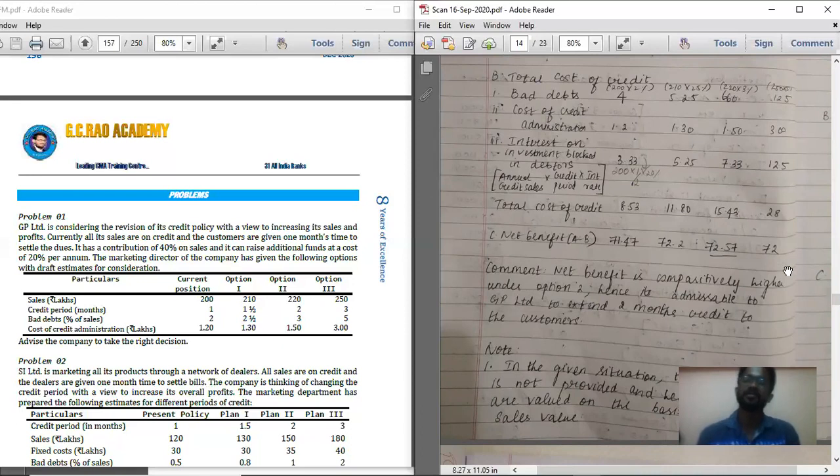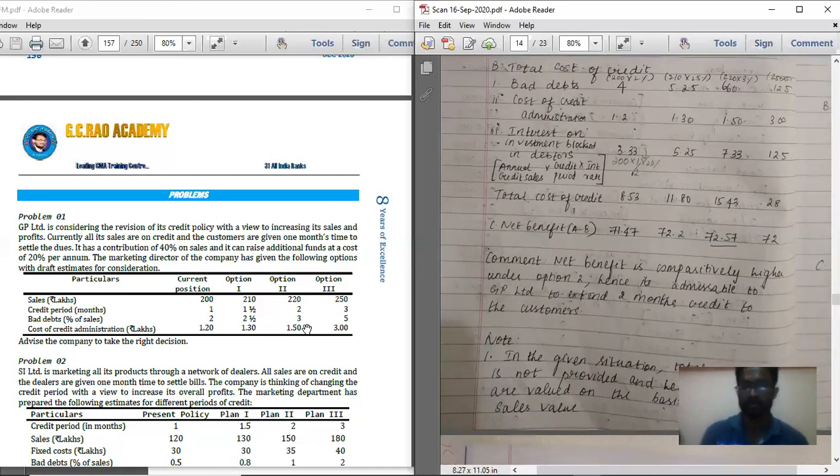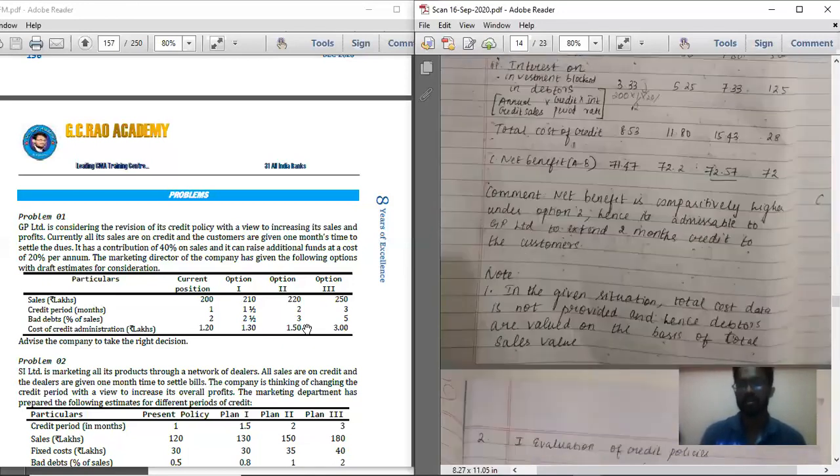That's all. Comment. Below that comment, record it. Net benefit is comparatively higher under option 2. Hence, it is admissible to GP Limited to extend 2 months credit. Under option 2, what is the credit period? 2 months. So hence it is admissible to GP Limited to extend 2 months credit to the customers.